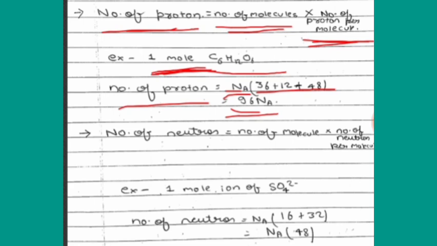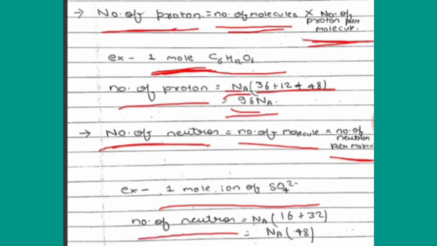Now moving forward, we have to study number of neutrons. Number of neutrons is equal to number of molecules into number of neutrons per molecule. For 1 mole ions of SO4 2 minus, total number of neutrons will be given by Na into total number of neutrons present per molecule. Total number of neutrons present per molecule is 16 plus 32, which is 48. So the number of neutrons will be given by Na into 48.